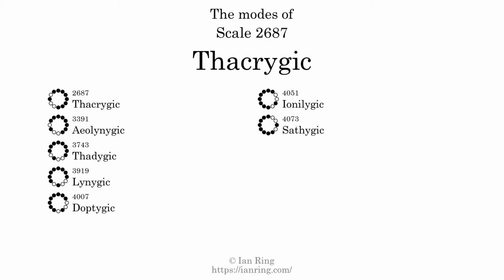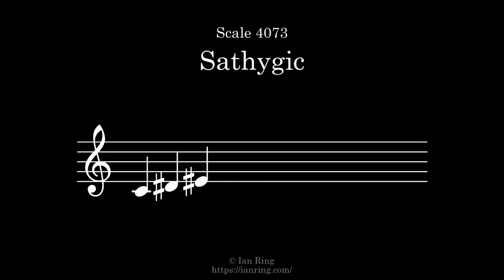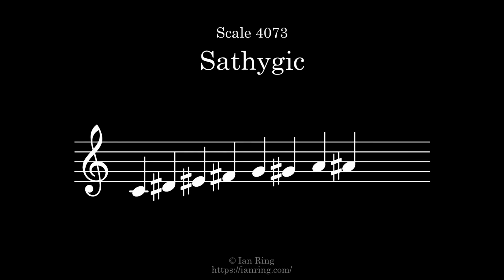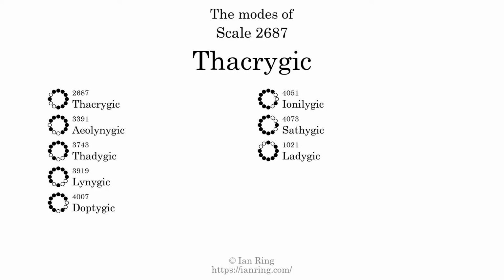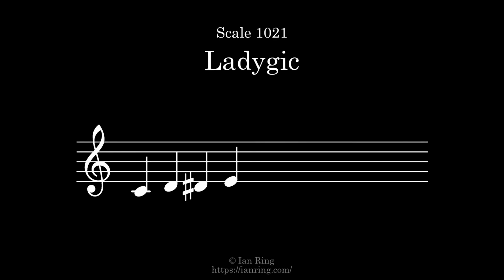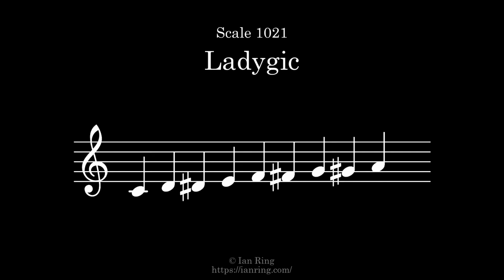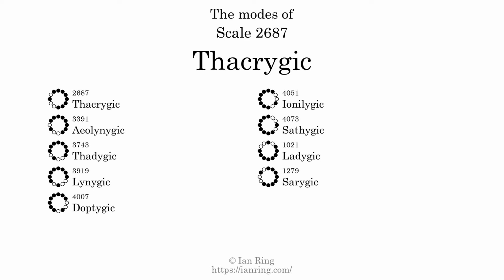The seventh mode is scale 4073, also known as Thacrygic. It sounds like this. The eighth mode is scale 1021, also known as Thacrygic. It sounds like this. The ninth and last mode is scale 1279, also known as Thacrygic. It sounds like this.